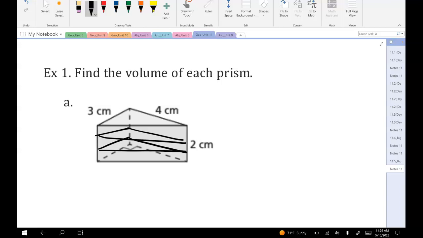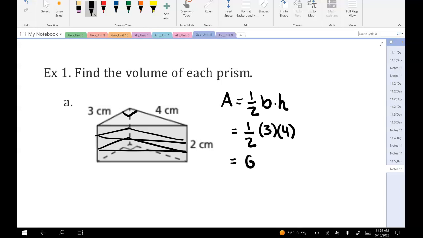and we're going to get our volume. So we're going to find the area of our base. The area of our triangle is 1/2 our base times our height. So our base of our triangle would be 3. This is our right angle. Our base is 3, and our height is 4. So this is 1/2 times 3 times 4. 3 times 4 is 12. We split that in half. That's 6. So area of our base is 6 centimeters squared.